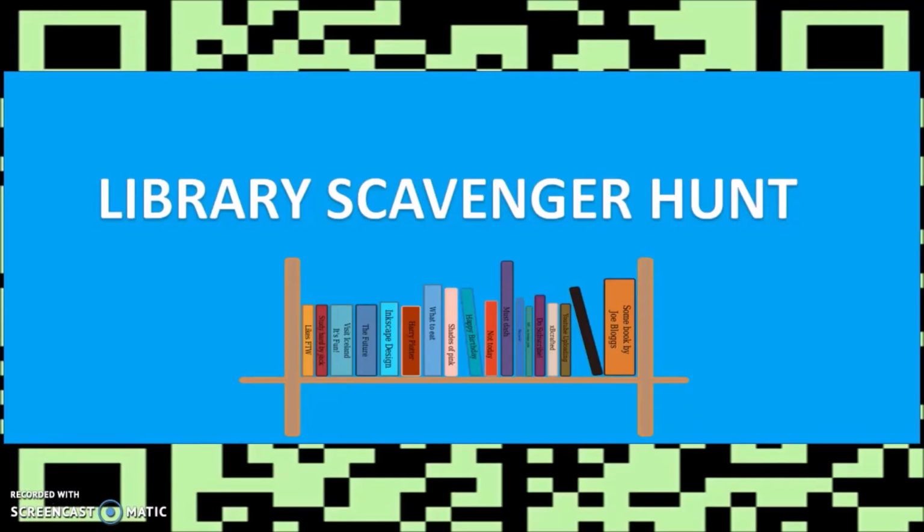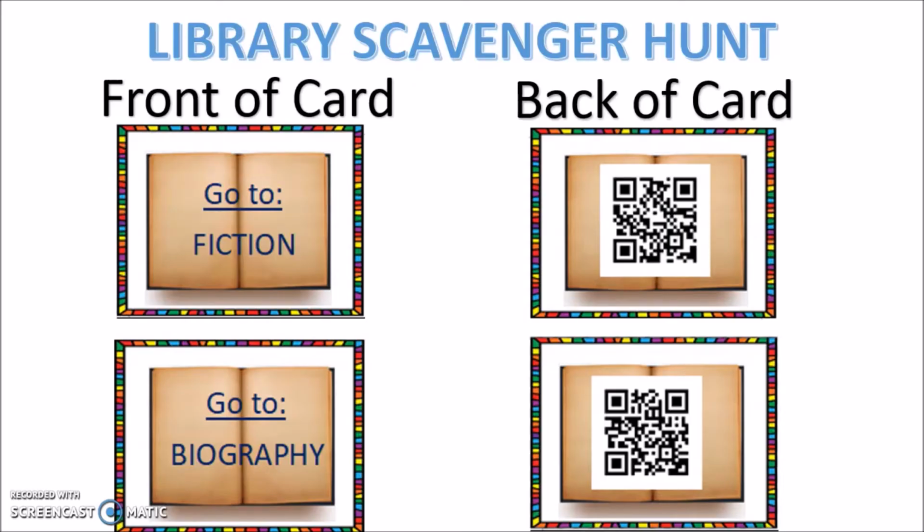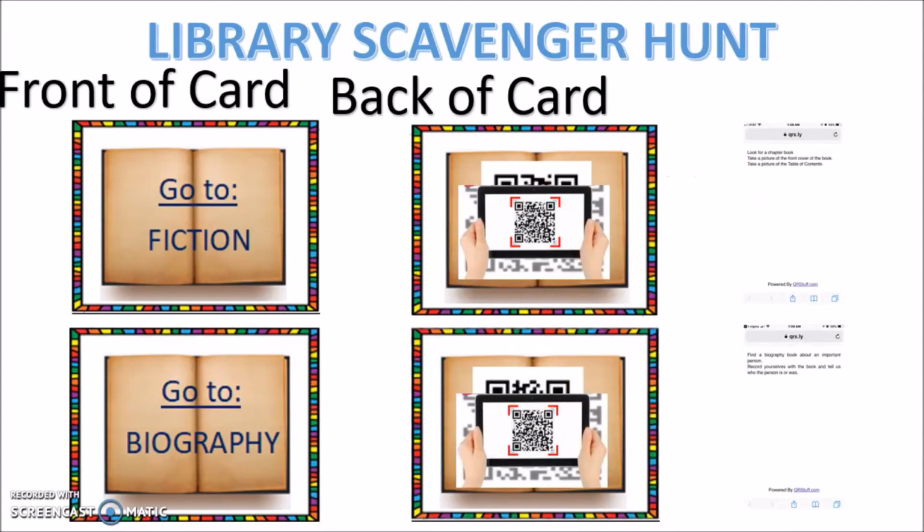Our last activity is library scavenger hunt. We have two sets of cards, the front of the card and the back of the card. The front of the card tells you where to go. Students read the front of the card and go to where it says. Once there, they scan the QR code on the back of the card and follow the instructions on what to do.